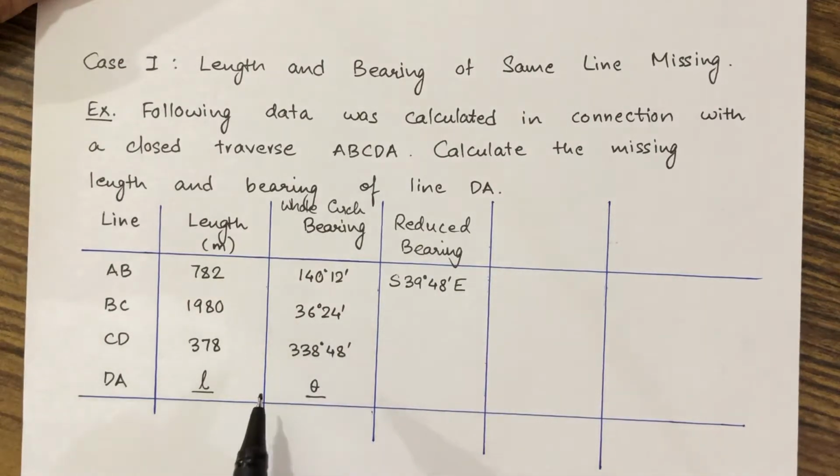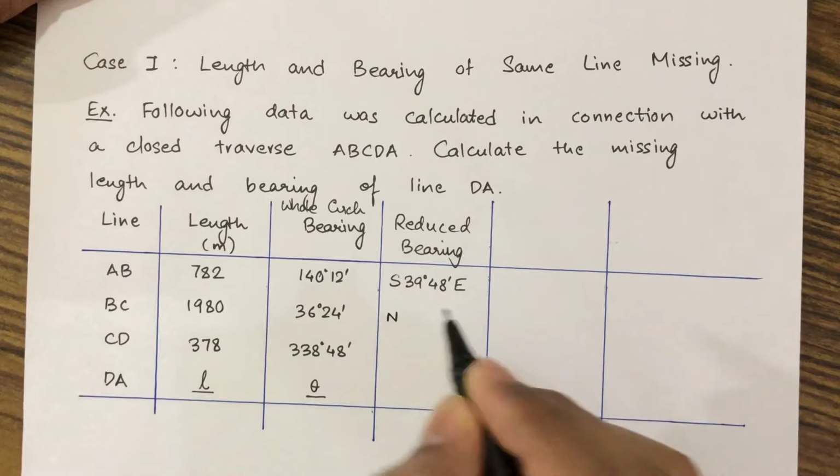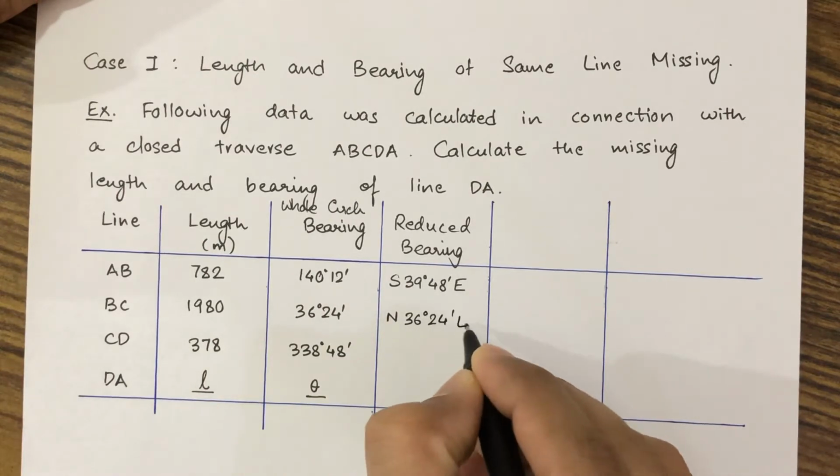This is 36 degree 24 minutes. This is in the first quadrant itself. So in the first quadrant, the value will be the same as it is, but you have to write down the direction, that is north 36 degree 24 minute east.